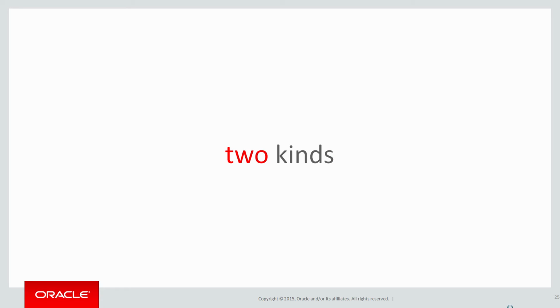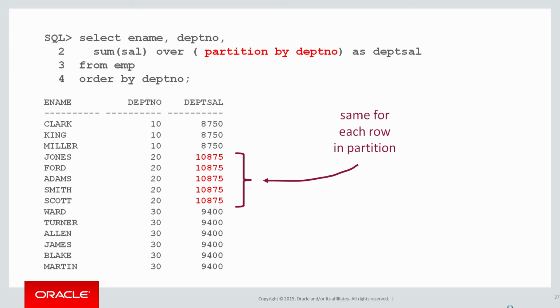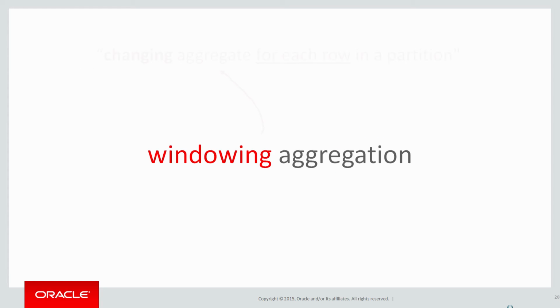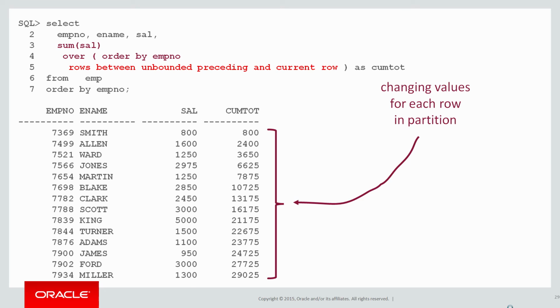The 2 kinds of aggregation types being reporting aggregation, where we get the same aggregate for each row in a partition, as for example there. We have department number 20, the same sum of the salary for each row in the partition. Or we had windowing aggregation, where there was an implicit or explicit window clause which showed us that the actual values would change throughout a partition. We can use both very effectively.